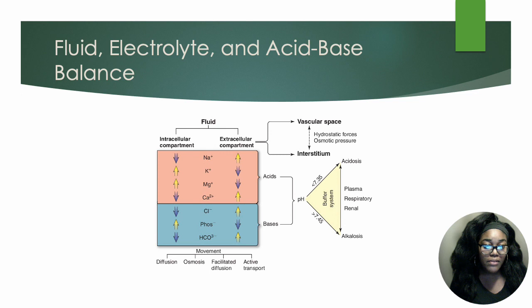But again, your buffer system is there, whether it's a type of plasma buffer system, respiratory buffer system, or renal buffer system. It helps to try and balance that pH back into where it's supposed to be, between 7.35 and 7.45. So I encourage you to look at this chart just to get an overall perception of what fluid and electrolyte and acid-base balance has to do with each other.